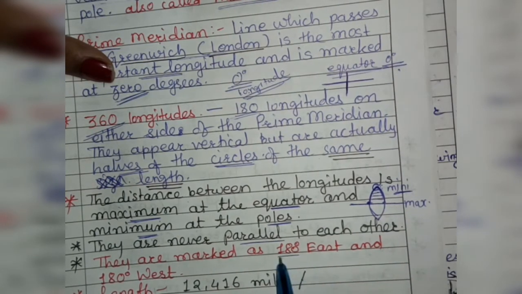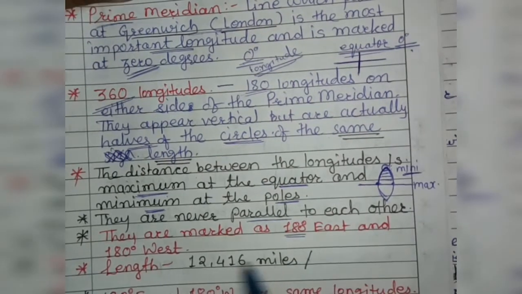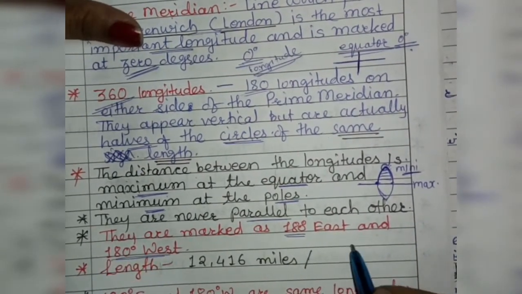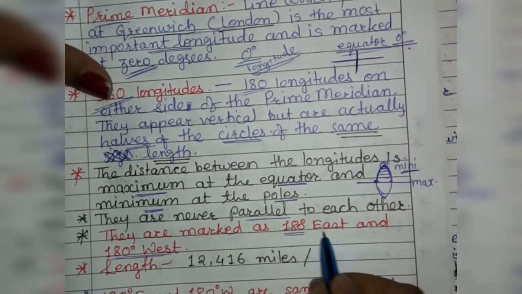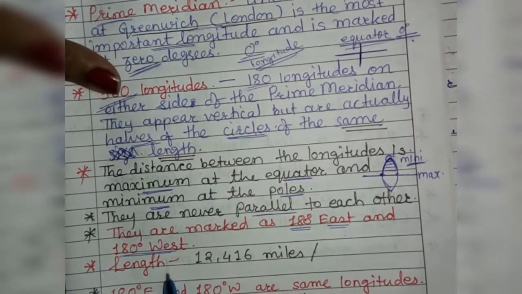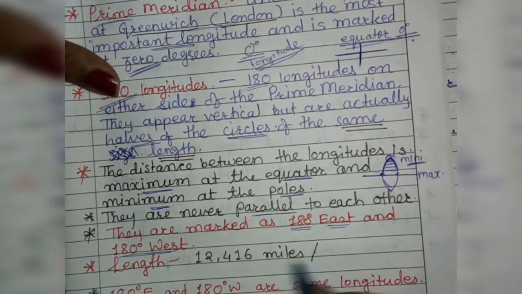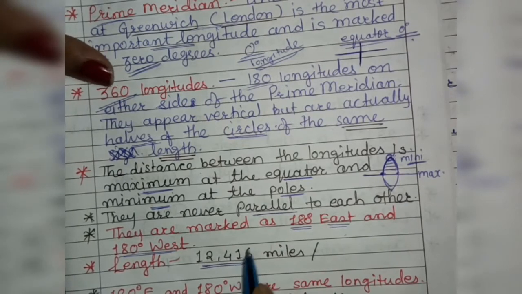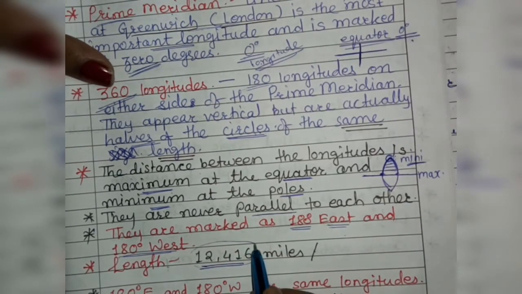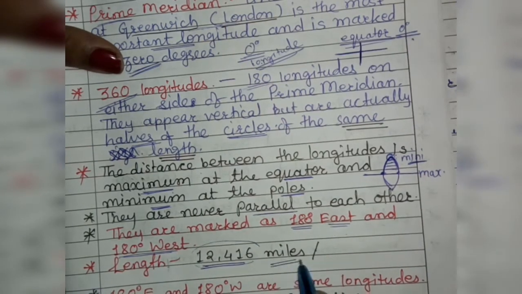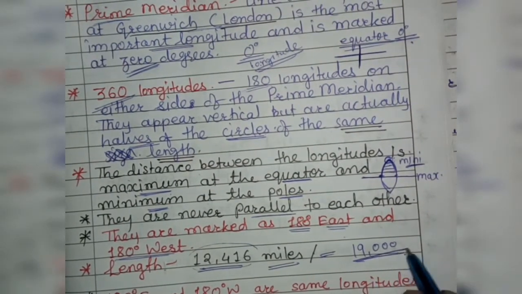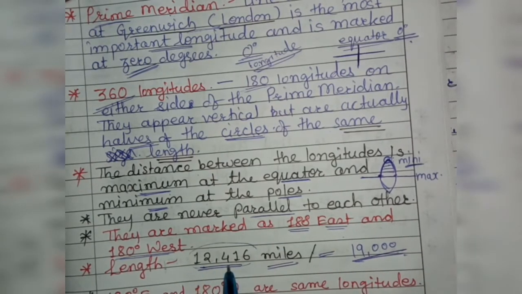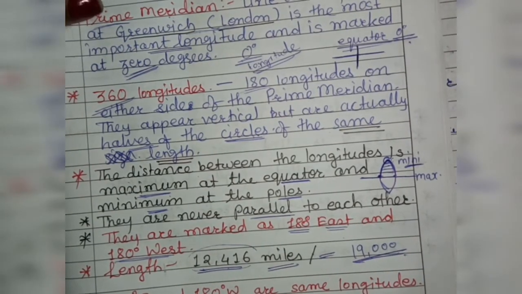They are marked as 180 degrees east and 180 degrees west. In latitudes we write north and south, but here we write east and west. The length of each longitude is 12,416 miles, which is near about 19,000 kilometers, in fact more than 19,000 kilometers.